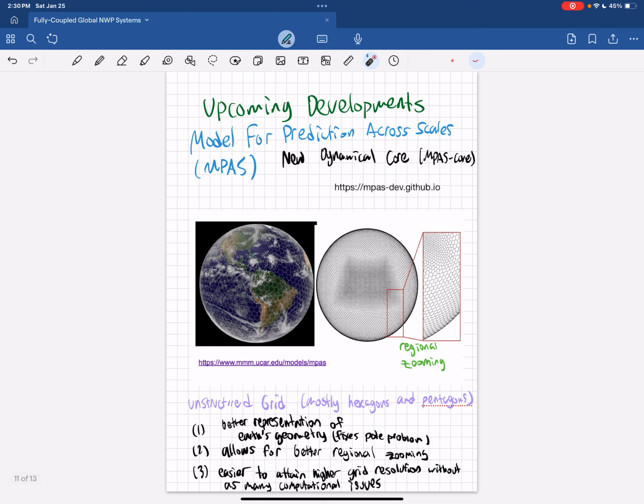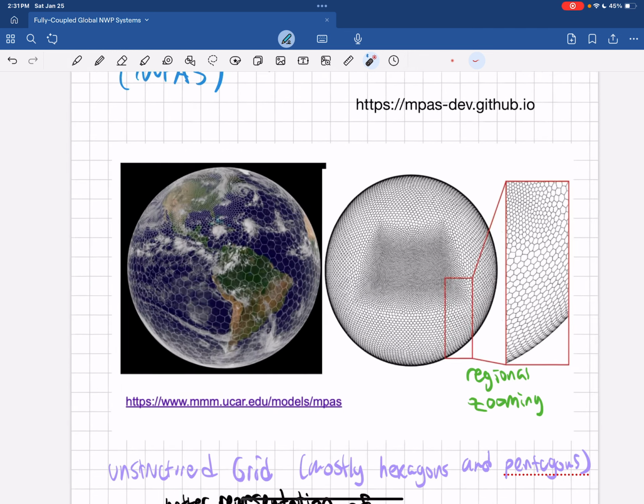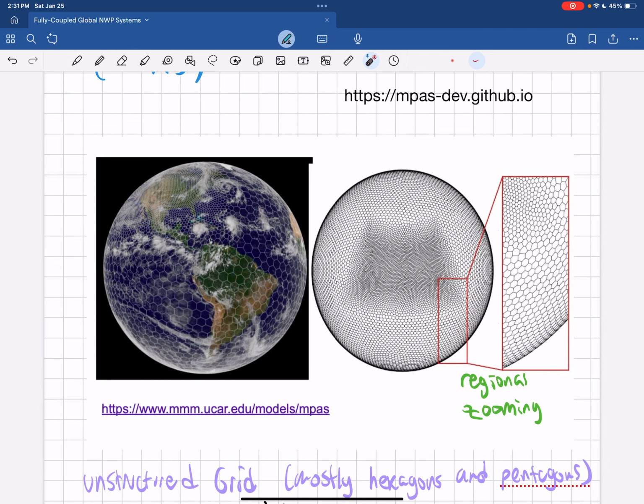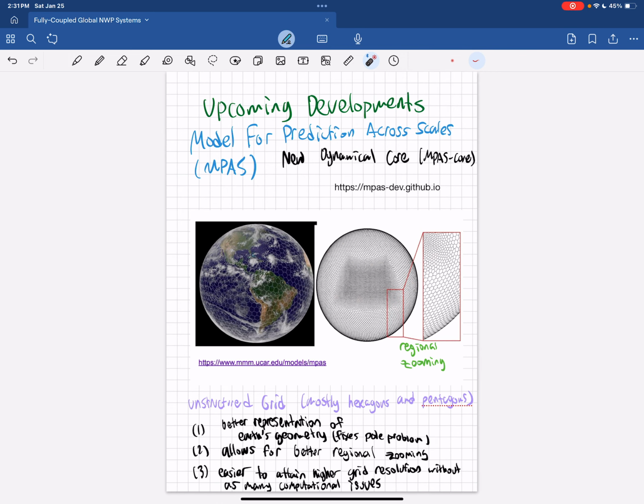Now, upcoming developments, one is the model for prediction across scales, also known as MPAS. They basically have a new dynamical core called MPAS core, where instead of it being this kind of grid, which you actually see in the background here, it's made up of these pentagons, hexagons, and also I think 7-sided shapes you may find somewhere as you get into this region.